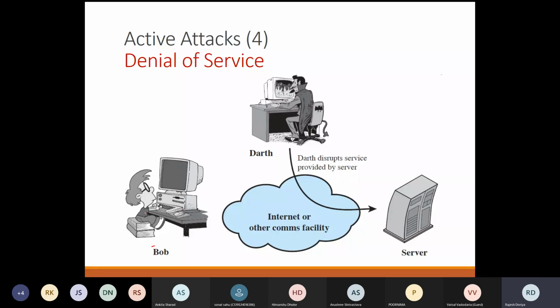Most of the time, you might have faced this type of attack on your IRCTC website, right? Ten years back, at 10 o'clock in the morning, so many of us have faced this type of difficulty.